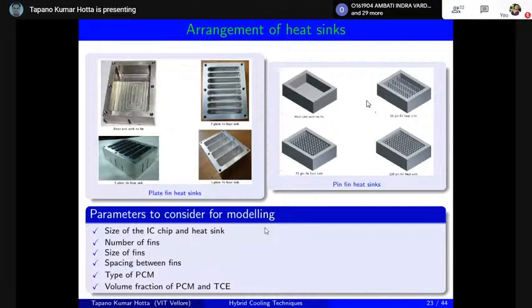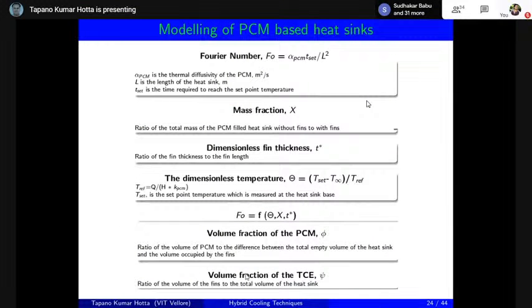But what is more important is that when you go to the experiment, it is well and good. But if you go to the numerical model, these are some of the points you need to consider for the modeling of the PCM. First, you need to consider the size of the IC chips, the size of the heat sink, how many fins you are going to consider, the size of the fins, the spacing between two fins, what kind of PCM you are going to use, and the last point is extremely important: how much PCM you are going to use inside the system. These are the parameters you need to consider when you go to the numerical modeling part. This is the way you can go to proper modeling.